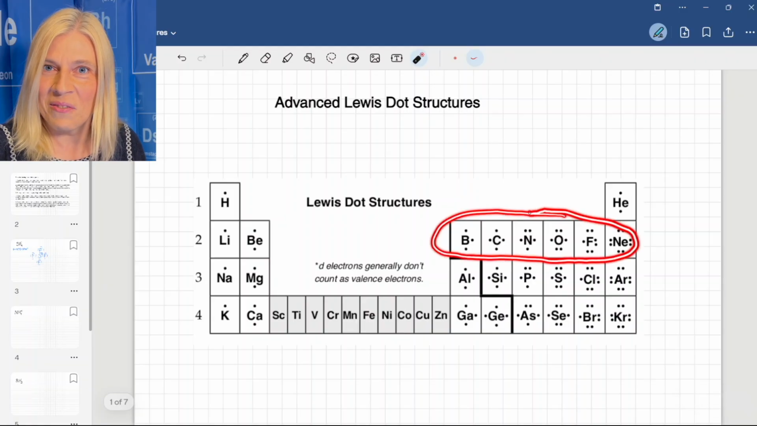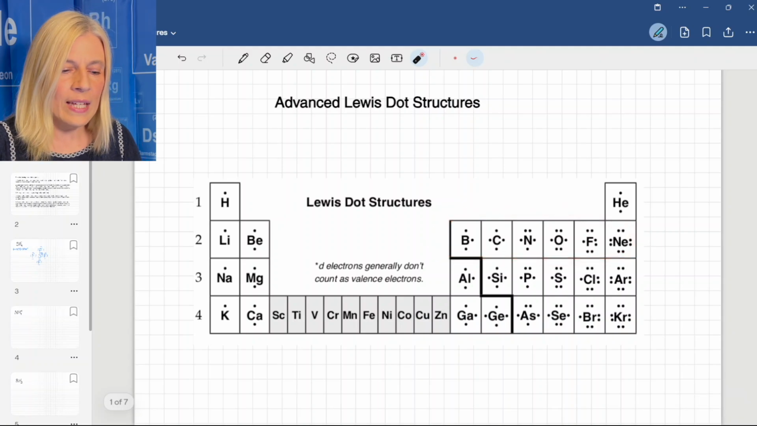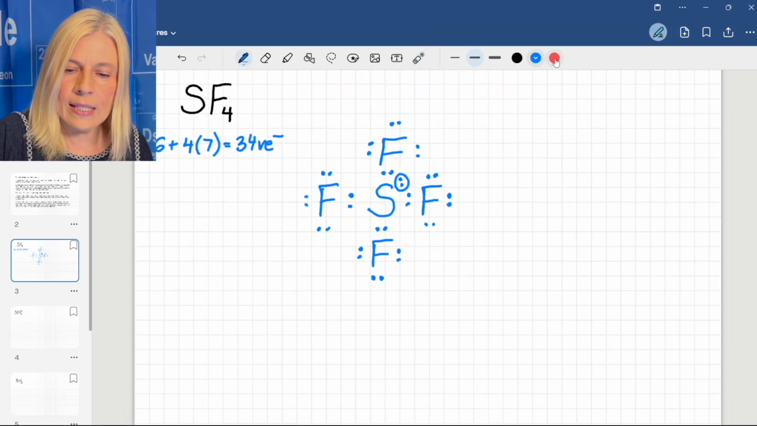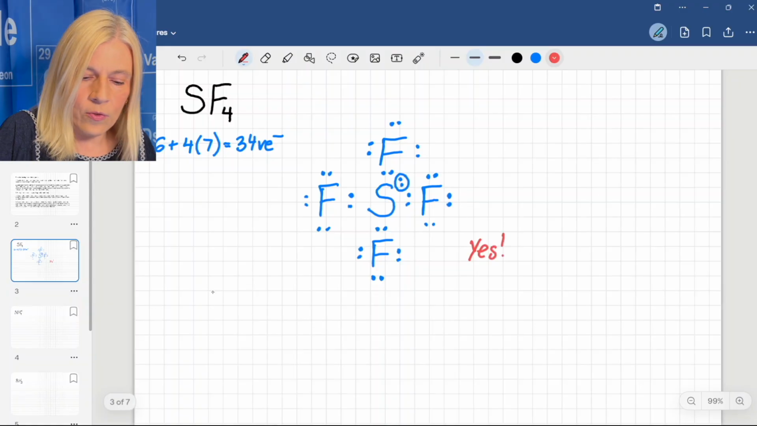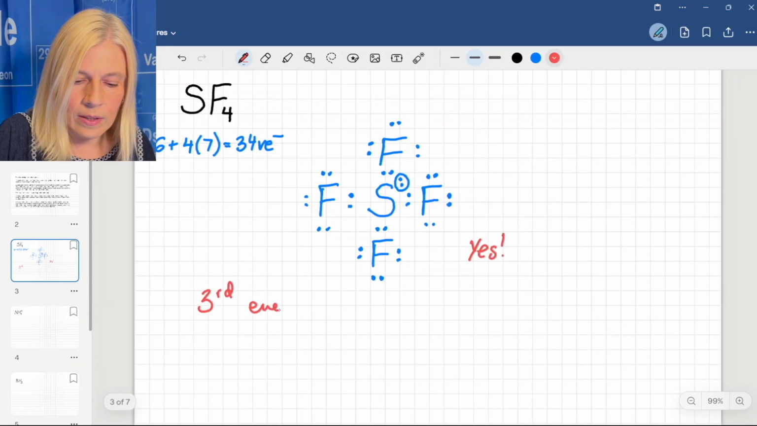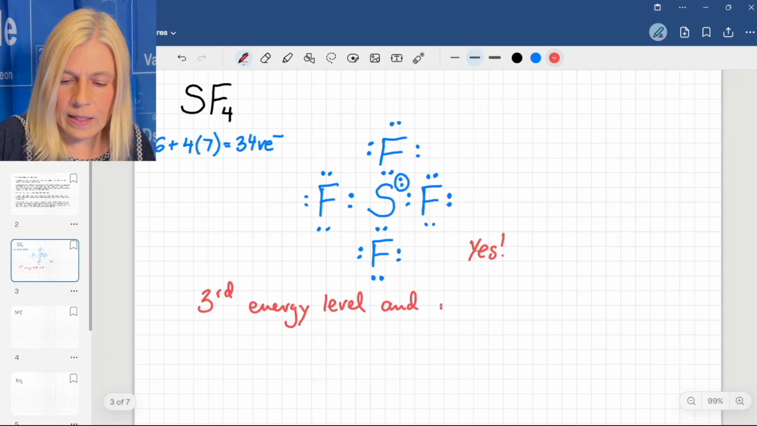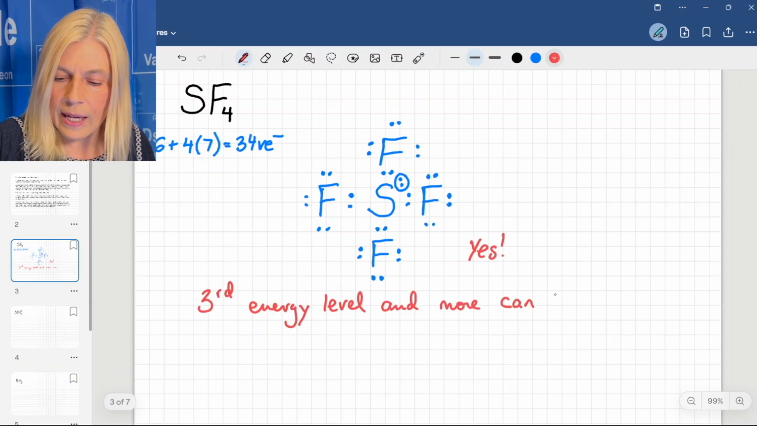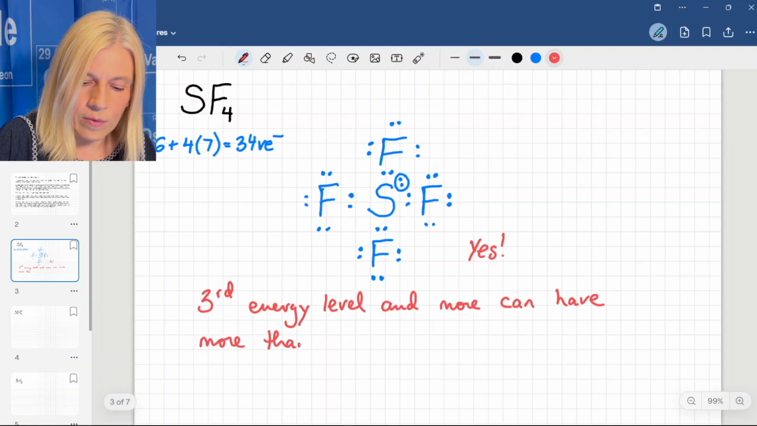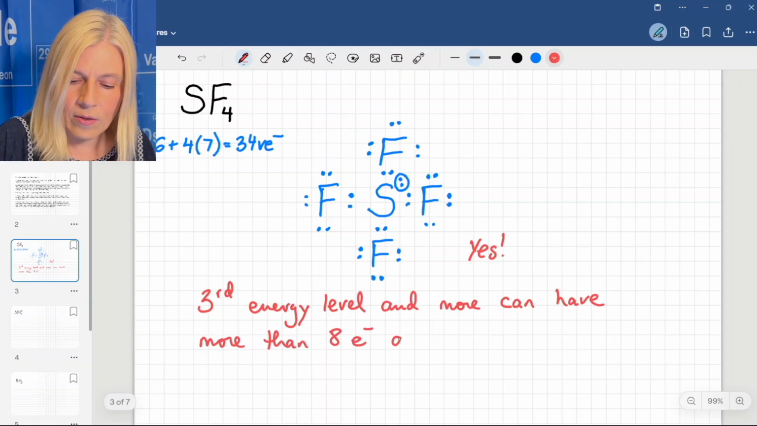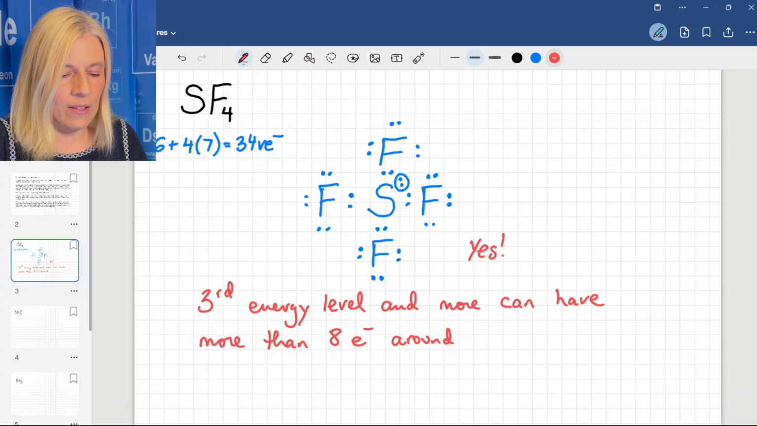Now, never, ever, ever put more than 8 for these elements. They're in the second energy level. There are no d orbitals. They cannot have more than 8. Okay? So is this okay? Maybe we should write this. Yes. So third energy layer and more can have more than 8 electrons around, because we think the d orbitals are involved.